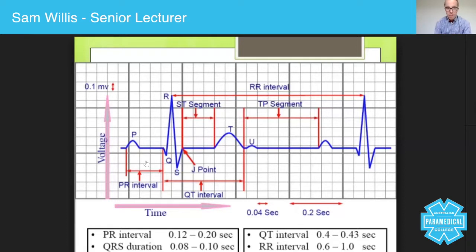So that's micro lecture number 2 with a basic recap of what we talked about in number 1. This time we've added around first-degree heart block and the characteristics of the P wave.